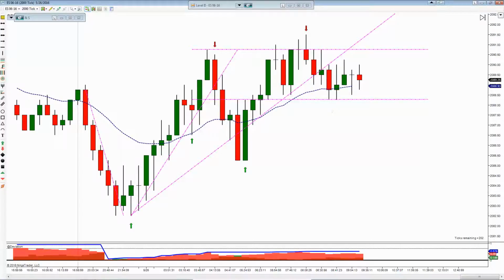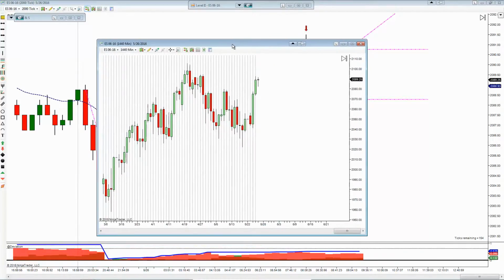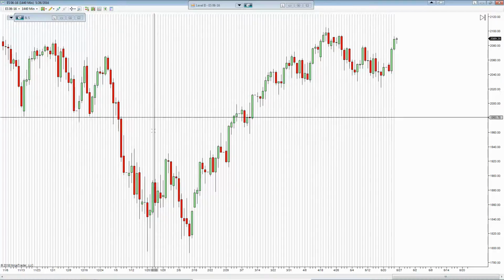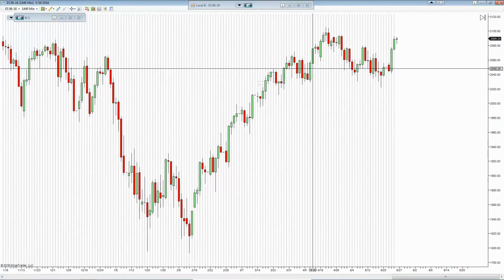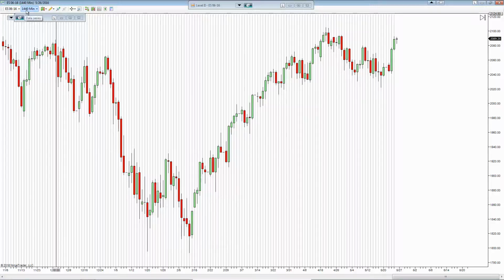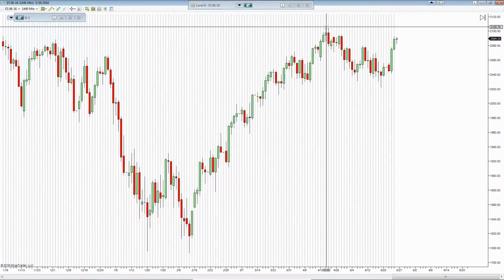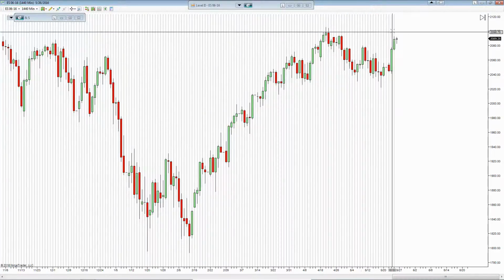I do anticipate a possible move up. Looking at this is basically the equivalent of daily bars, using 1440 minute bars on ES. We've got a high at 2105.50. Possibly looking for a retest of that high.